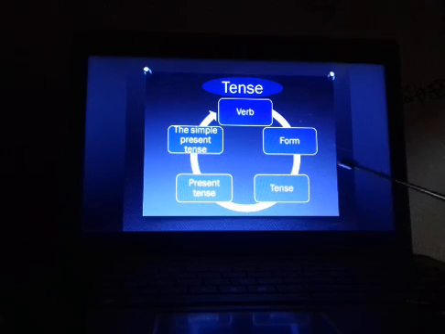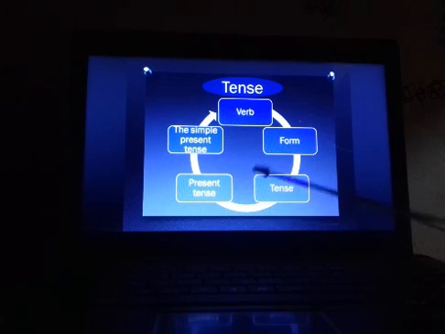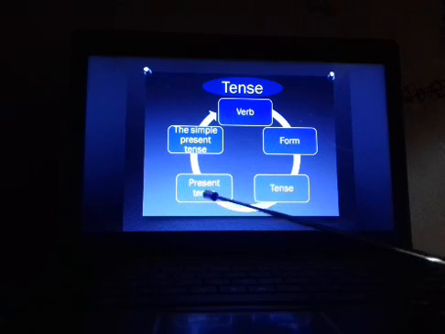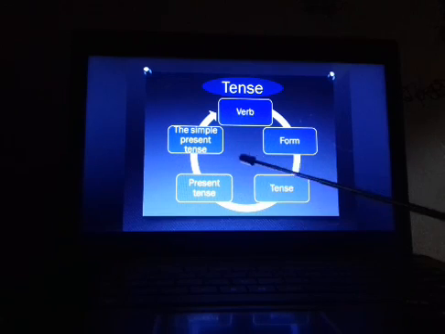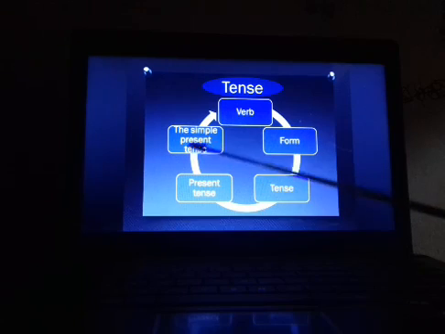In today's class I will be talking to you about the present tense. There are lots of tenses, but in this class you are going to learn present tense. Okay, what is present tense? Very simple. Present tense expresses an action that is happening now or at the time of speaking. But there are more present tenses. You are going to learn the simple present tense.